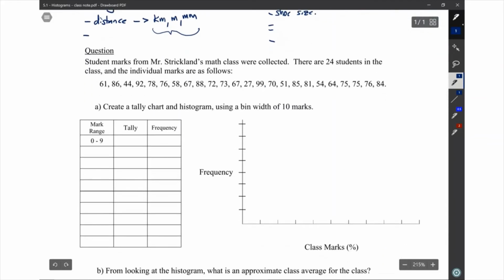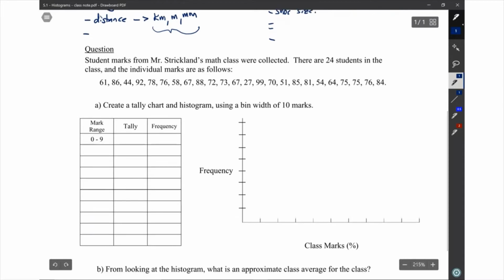Now we'll look at this example here to build our own histogram. And again, I think you've done something like this before. We'll see how it goes. So the question says, student marks from Mr. Strickland's math class are collected. There are 24 students in the class, and the individual marks are all listed here. So here we have a list of 24 different marks. Now we're going to create a tally chart first, and then a histogram using a bin width, so we'll go over what that means, of 10 marks.